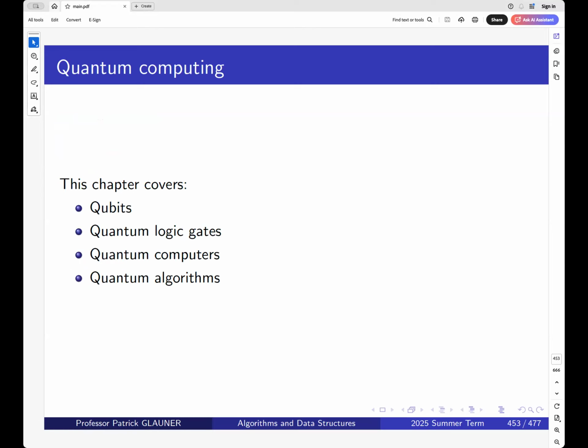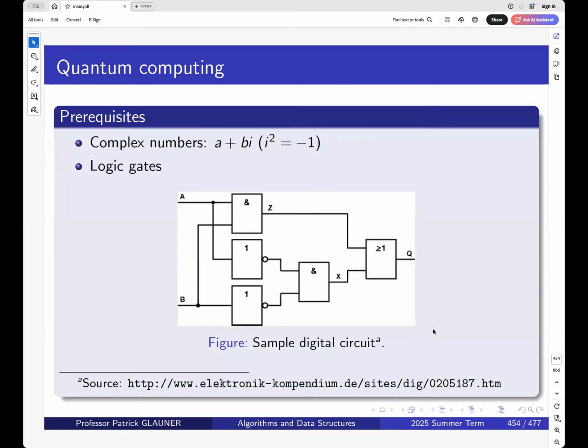And that's super interesting. So today we will look at so-called qubits, which are the fundamental unit in a quantum computer, a quantum bit or a qubit. We will see how we can do logic operations on qubits, and we will see quantum computers that concretely implement this. And then we'll look at selected quantum algorithms that actually come with a speed up.